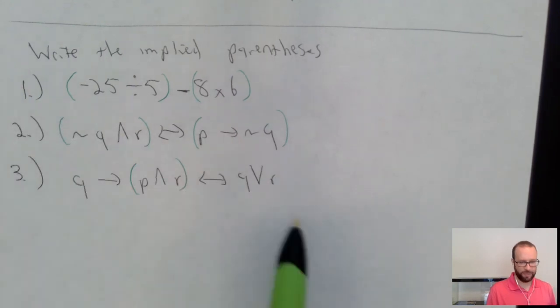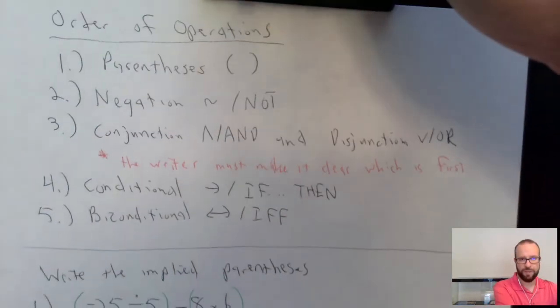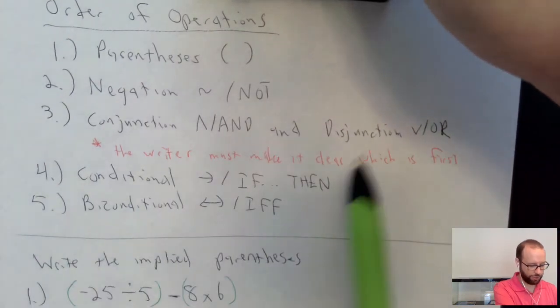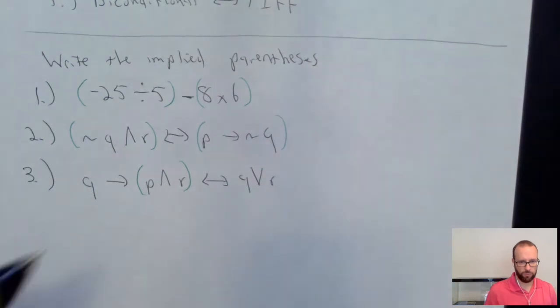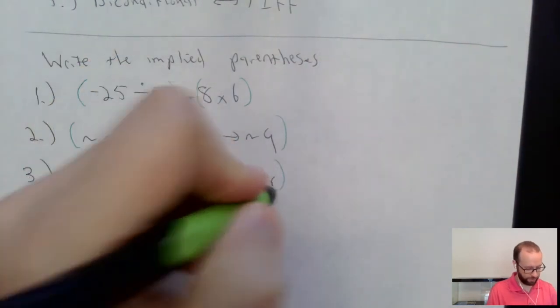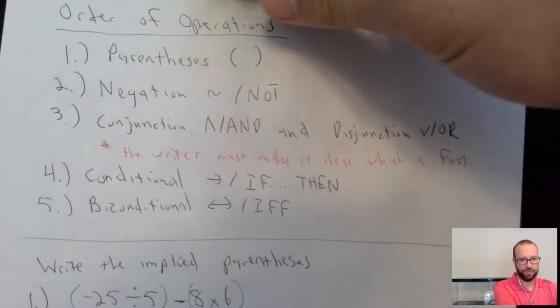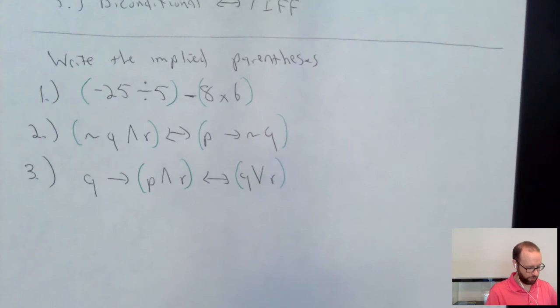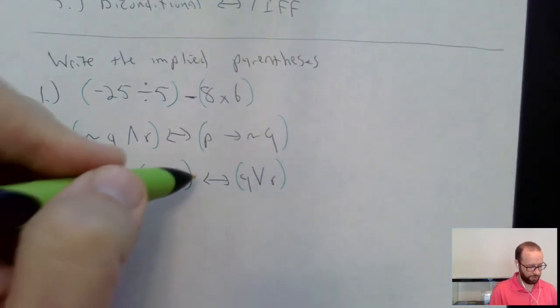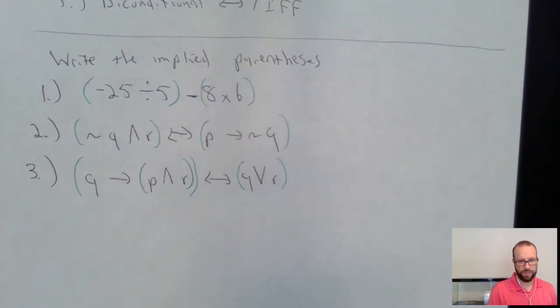Now I've got a conditional, biconditional, and a disjunction. Again, disjunction beats out conditional and biconditional. So I'm going to put parentheses around Q or R. Finally, I'm left with a conditional and a biconditional. Again, the conditional beats out the biconditional, so I'm going to put parentheses around if Q, then P and R. So there's some examples of using the order of operations to say what to do first.